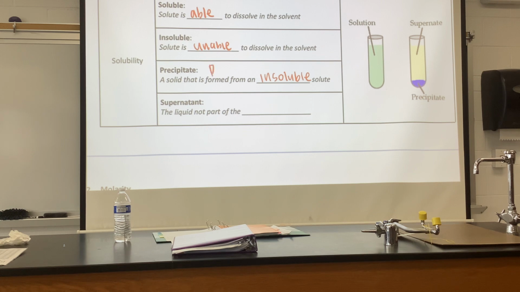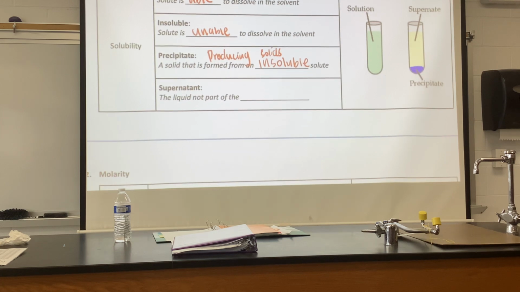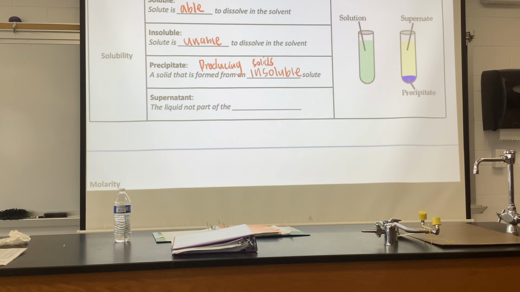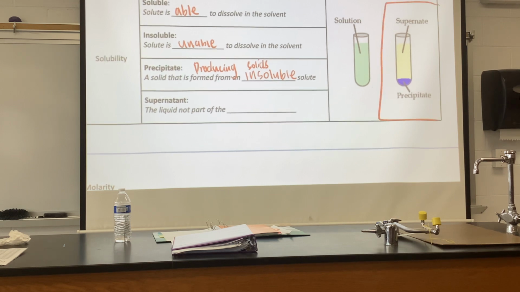So, I'm going to write down producing solids. And kind of like the picture on the right side here, guys, if I add solutions, it will begin to precipitate on the bottom. The solid has higher mass, so it will fall to the bottom of the test tube because of gravity. What about the liquid solution that's remaining on top? That is the other part that will not precipitate.